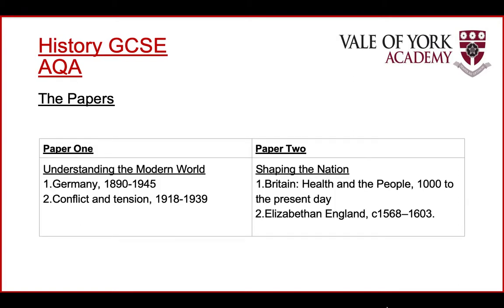So paper 1 is titled Understanding the Modern World, and that's split into 2 sections. Section A looks at Germany from 1890 to 1945, and Section B looks at conflict and tension between the 2 world wars, so from 1918 to 1939. Paper 2, which is titled Shaping the Nation, Section A focuses on Britain, health and the people from the year 1000 to the present day, and Section B looks at Elizabethan England from 1568 until 1603.